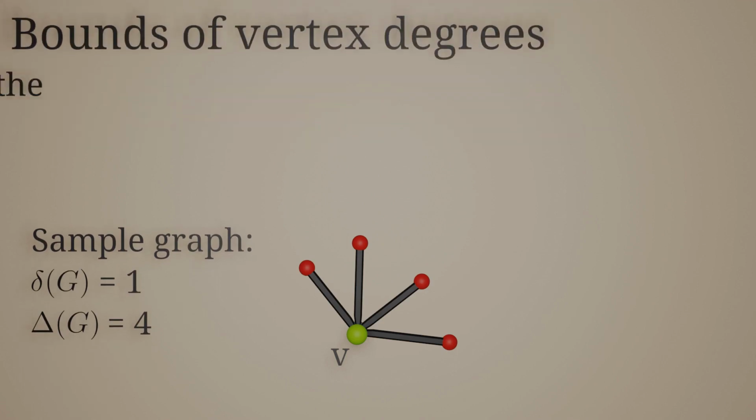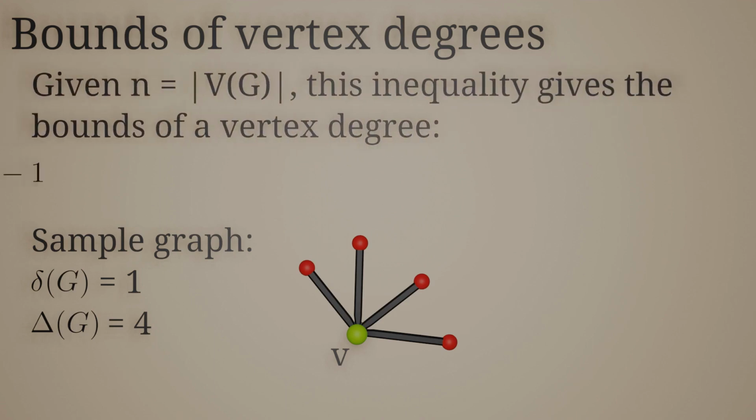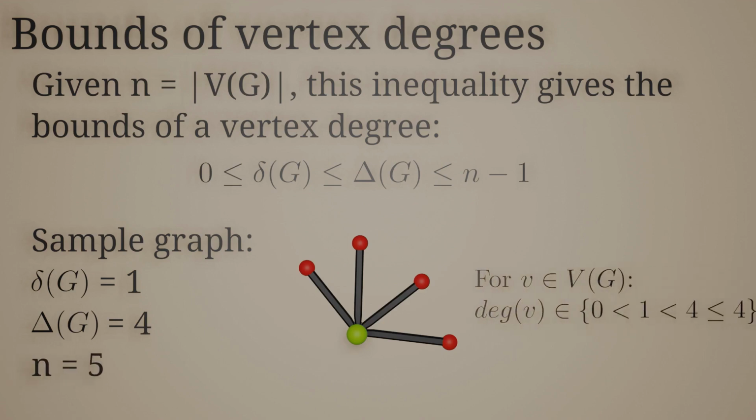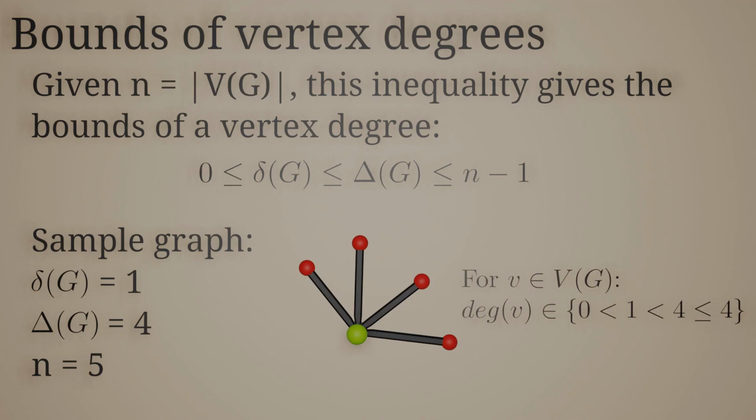This leads us to the following inequality of the graph, telling us the bounds of a degree of a vertex. It seems pretty obvious. The vertex can't have less than 0 neighbors and can't have more than n-1 neighbors. Here's an example of this inequality at work.